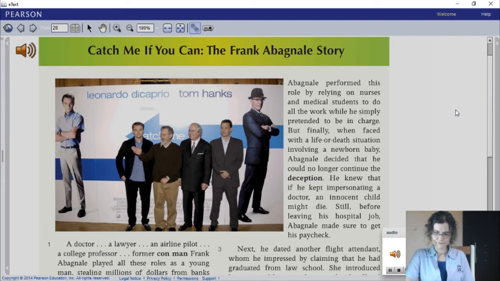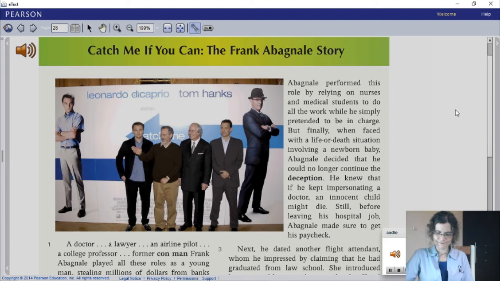But finally, when faced with a life-or-death situation involving a newborn baby, Abagnale decided that he could no longer continue the deception. He knew that if he kept impersonating a doctor, an innocent child might die. Still, before leaving his hospital job, Abagnale made sure to get his paycheck.